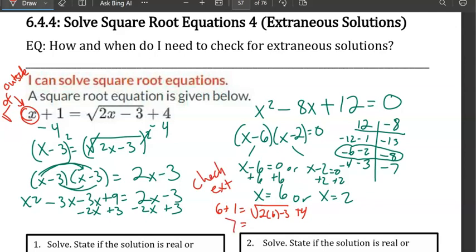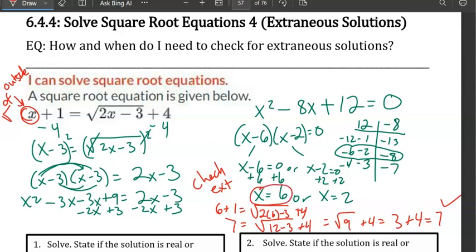So is 7 equal to the square root of 12 minus 3, plus 4? Well, it's the square root of 9 plus 4, that equals 3 plus 4. That equals 7. So that one works. This was a real solution.